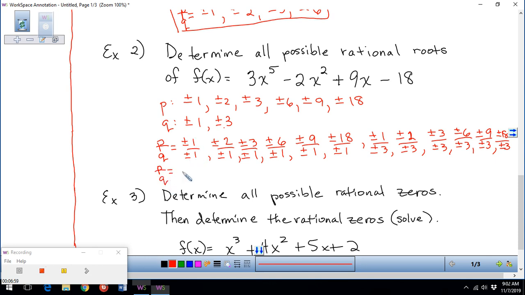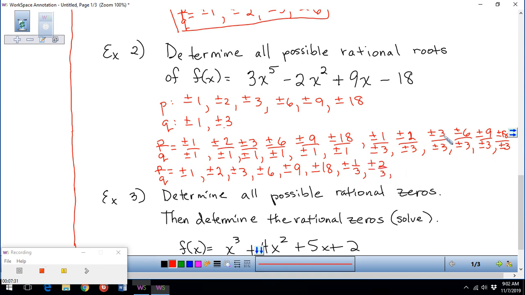So 1 divided by 1, we get the 1. 2 divided by 1, we get positive, negative 2. 3 divided by 1, positive, negative 3. 6 divided by 1, positive, negative 6. 9 divided by 1, positive, negative 9. And then we get our positive, negative 18. 1 divided by 3, we haven't seen that one yet, so that's a new and a unique one. So we're going to go ahead and list it. It's 1/3, positive or negative. And then we have positive or negative 2/3.